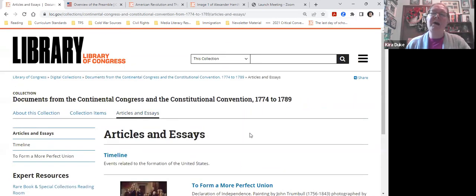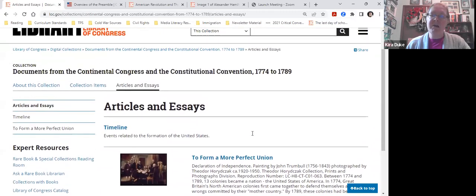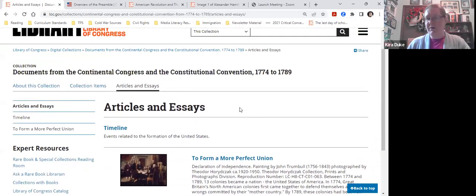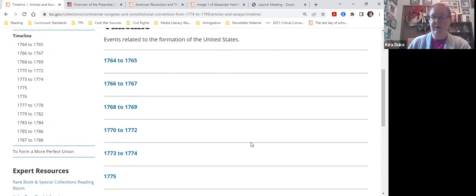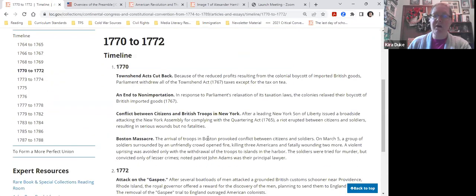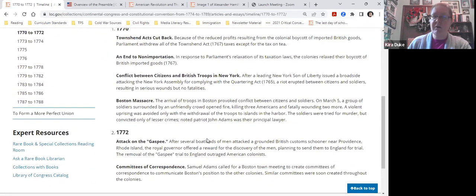The thing that I wanted to highlight, though, because I think it can be very beneficial and we sometimes don't think about it when we're looking for things in the Library of Congress, is that each collection will oftentimes have an articles and essays section. And again, these are kind of supplemental things that have been developed that can be very, very helpful. So this one has a timeline. And again, I think this timeline could be beneficial. You can see it's very detailed.